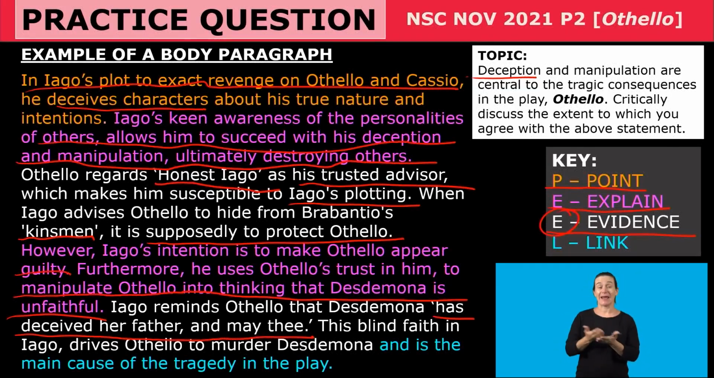This blind faith in Iago drives Othello to murder Desdemona, and now we are linking it back in this last little portion, and is the main cause of the tragedy in the play, which we said is essential to the tragic consequences in the play. So look how we are linking it back to the topic.